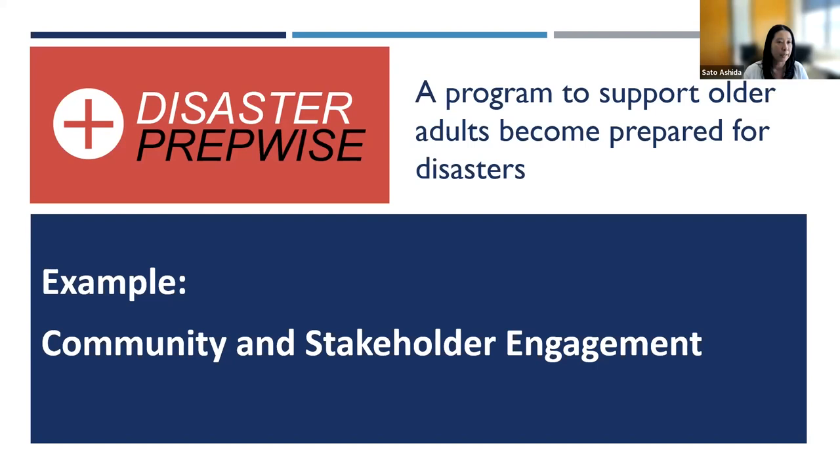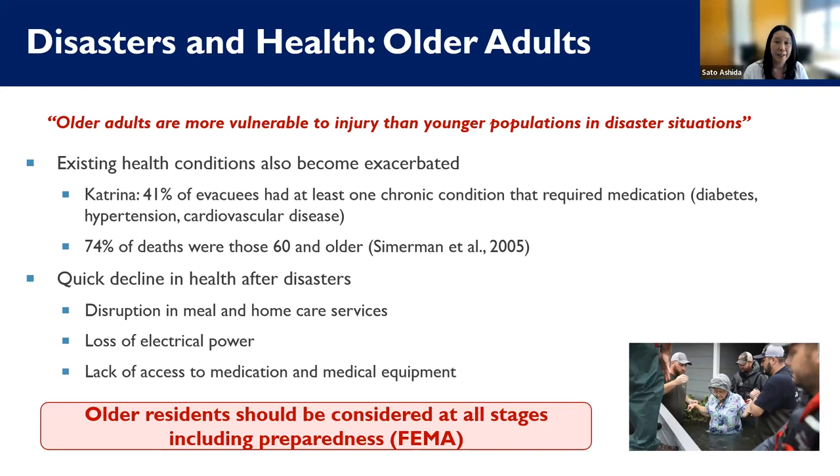As a quick background, older adults are more vulnerable in disaster situations than younger adults. For example, in Hurricane Katrina, 41% of evacuees had at least one chronic condition that required medication. However, most people evacuated without their medications. As a result, 74% of this occurred among people 60 and older. Most of these cases were due to the quick health decline weeks after the initial impact of the hurricane. And disruptions in medical and social services after disasters also cause quick decline in health among older adults.